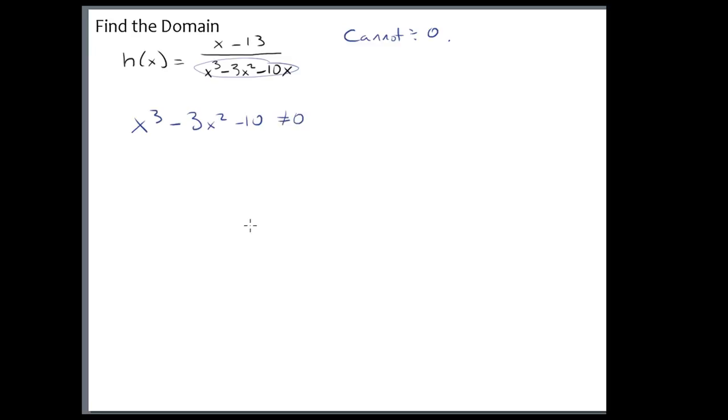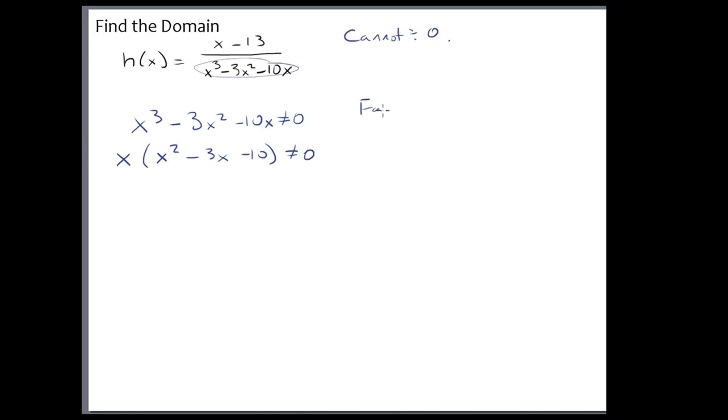Okay, one more example. And in this example, we cannot divide by 0. So x minus 13 divided by the quantity x cubed minus 3x squared minus 10x. We cannot divide by 0, so I'm going to take this denominator, x cubed minus 3x squared minus 10x, and say it can't be 0. Cubed, squared, linear, everything has a factor of x in it, so I'm going to pull out that factor of x, and it'll be x times the quantity x squared minus 3x minus 10 cannot be 0.